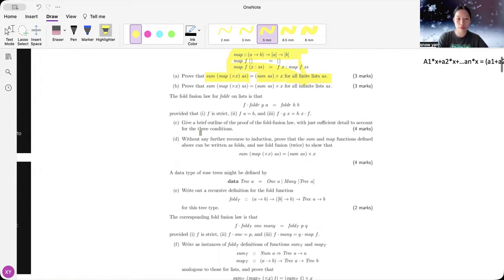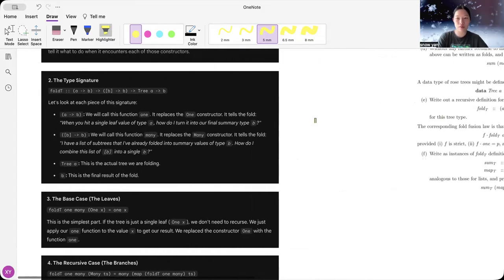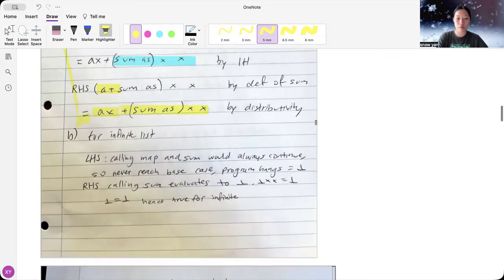Moving on to part B, we want to prove that this holds for all infinite lists AS. For proving that it's true for infinite lists, we just want to prove the case for bottom, because infinite is bottom. On the left-hand side, we're going to be calling map and sum. It would always continue because it never reaches the base case, so the program hangs. And then on the right-hand side, we are calling the sum, which evaluates to bottom. So bottom times x would still be bottom. So bottom equals bottom, and hence it is true for infinite lists.